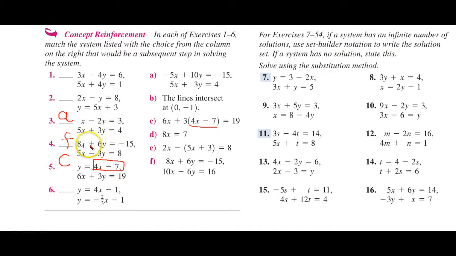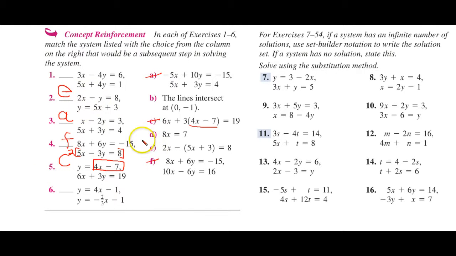All right, let's work on another. Looking at this one, I see 8x plus 6y equals -15. This line and this line are exactly the same. So if I multiply this equation here by 2, this will become 10x negative 6y 16. So that's why I chose F. So now I'm down to just 3, and I will look at some more.